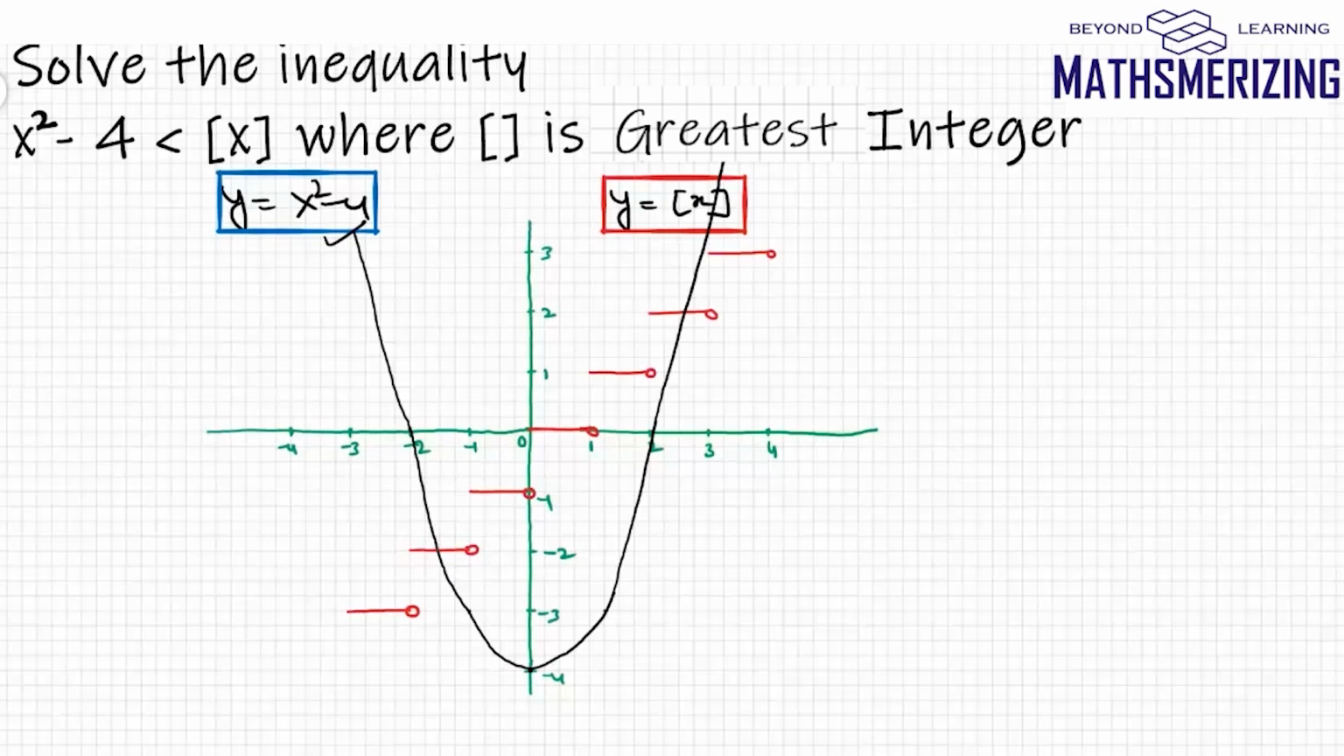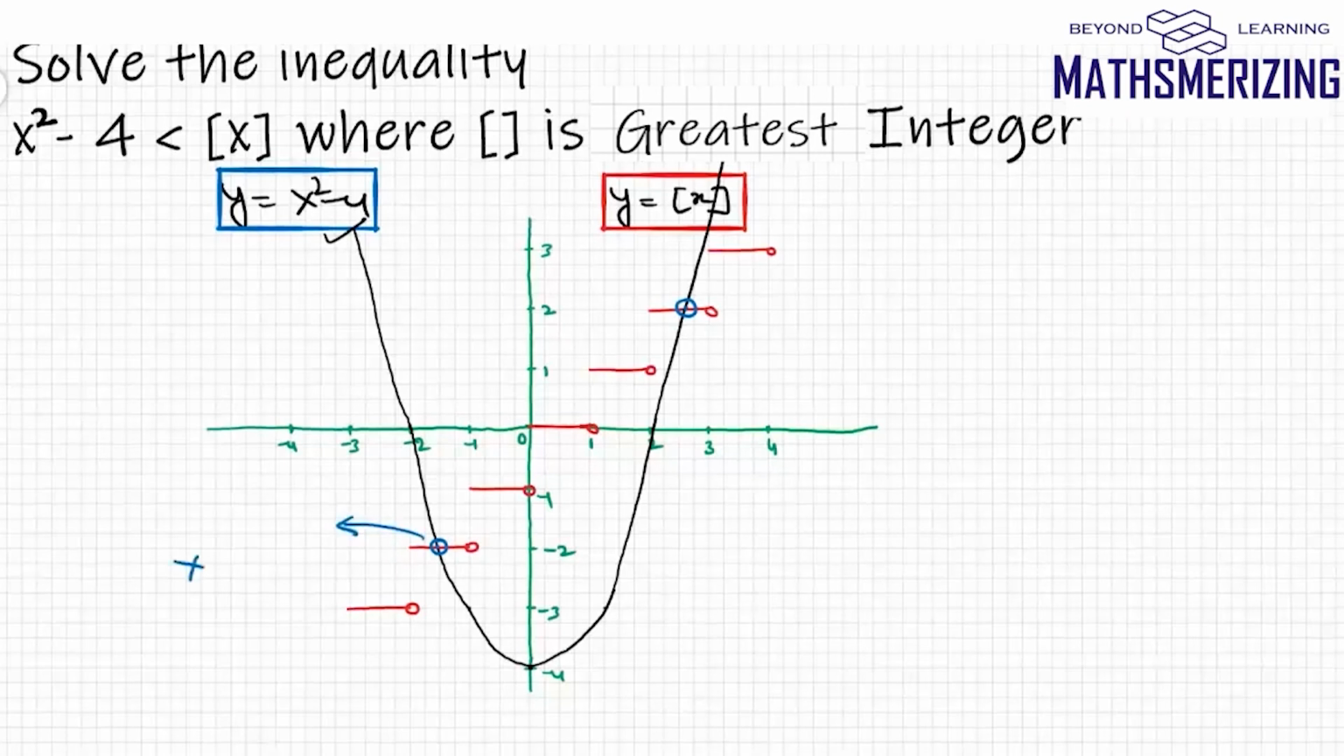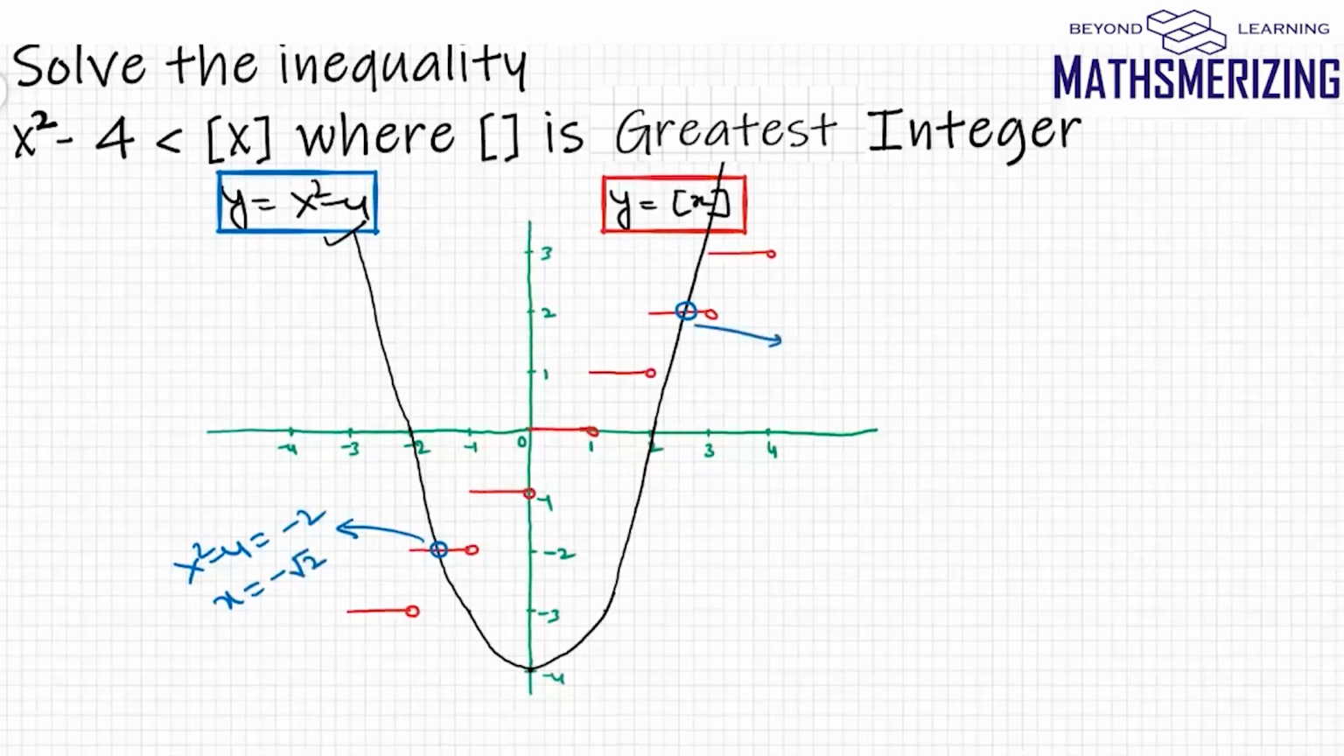Now there are 2 points of intersection. For this point of intersection, I will write, and this point of intersection is the intersection of x square minus 4 and 2. So I'll get x as root 6. Now, in order to solve this inequality, I'll need to find the region where the graph of x square minus 4 lies below the graph of the greatest integer function of x.